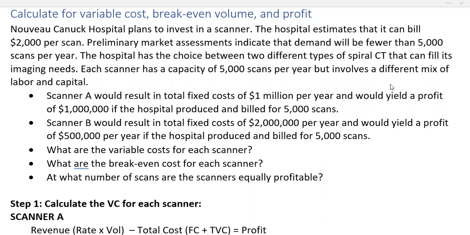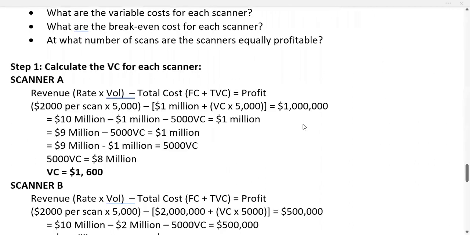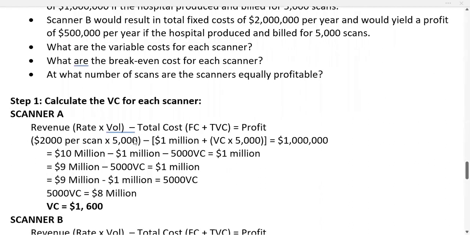So we'd like to know the variable cost for each scanner, what the break-even volume is for each scanner, and at what number of scans the scanners are equally profitable. The first step is to calculate the variable cost for each scanner. For scanner A, the formula we're using is revenue minus total cost, where revenue is rate times volume, and total cost is your fixed cost plus your total variable cost, which equals profit.